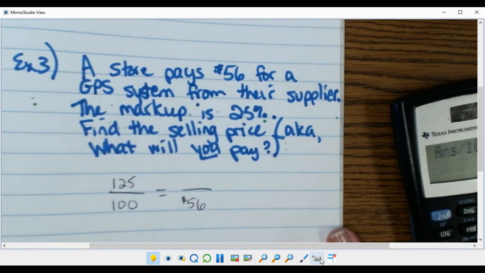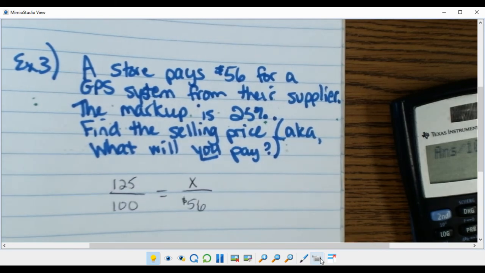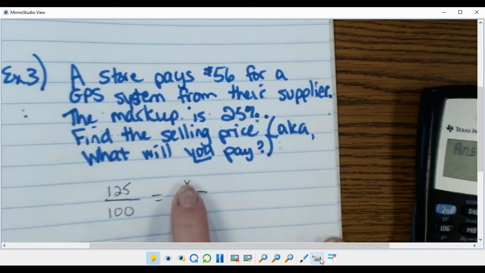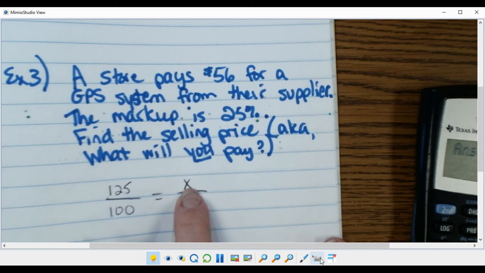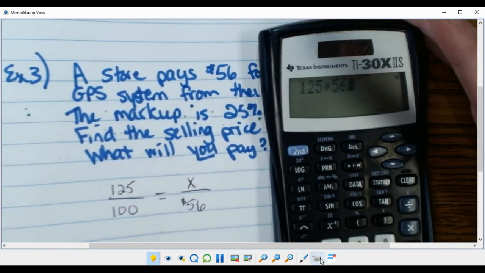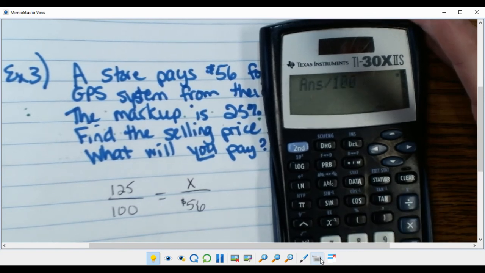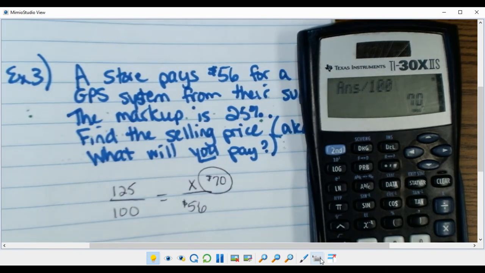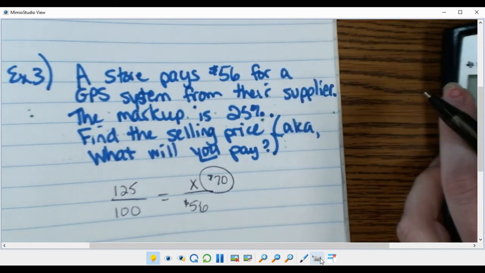But I'm also going to pay 25% more so that this store can make some money. I don't know what that will be. So the store pays $56 to their supplier. We're asked to figure out how much they're going to charge you. 125 times 56 divided by 100. They paid 56. You're going to pay 70. And then I suppose if you turned around and sold it, you could charge even more money. Get a couple extra dollars for you.